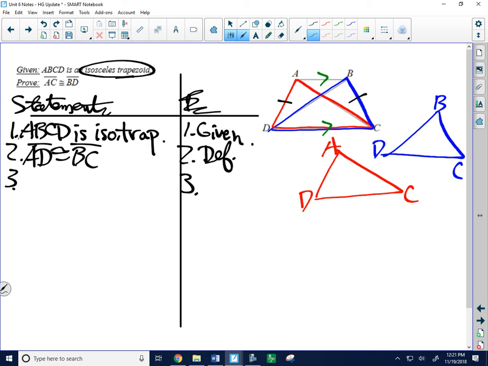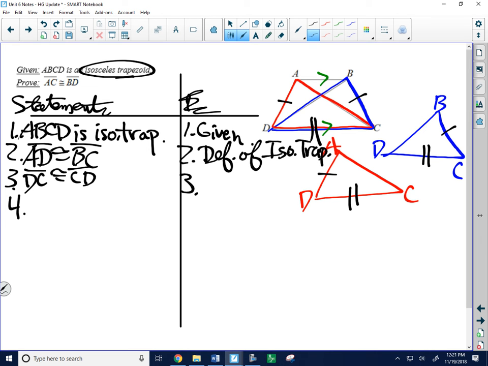Definition of isotrap. That's how I abbreviate mine. You can write it out if you want. Isosceles trapezoid. Oh, and on there, separate triangles. Anybody see another side up there? It's going to be congruent. Why? Shared side. Thank you. Why is that bottom shared side between the triangles? DC congruent to CD. Oh, and it is D to C in the red triangle, and then C to D in the blue. Reflexive property.